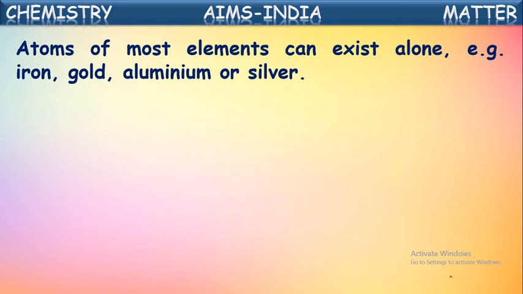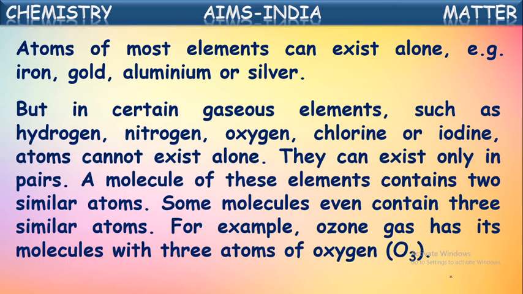They exist independently. Okay. But in certain gaseous elements such as hydrogen, nitrogen, oxygen, chlorine, or iodine and bromine, atoms cannot exist independently or alone. In those elements, they exist only in pairs. Always they will be in the combined state. Single atoms do not exist. They exist together. A molecule of these elements contains two similar atoms.